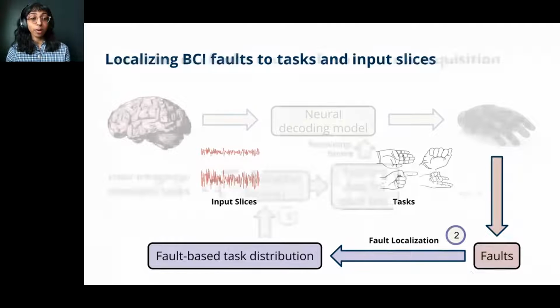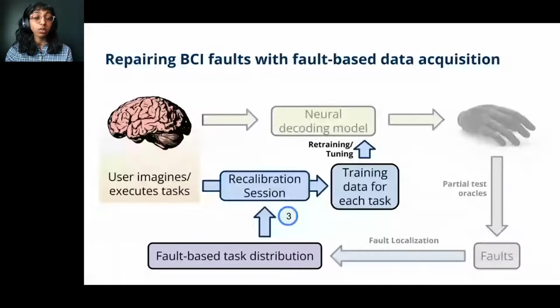And finally, this generated fault-based task distribution is used to guide data acquisition in a recalibration session, as now the clinician can focus on collecting data for tasks that co-occurred more frequently with BCI faults. The resulting training data that the model is then retrained on is thus more heavily weighted on the tasks that the BCI had a hard time performing well on.